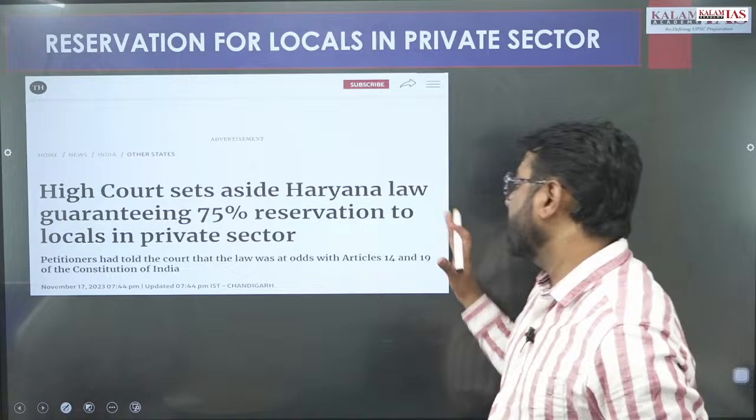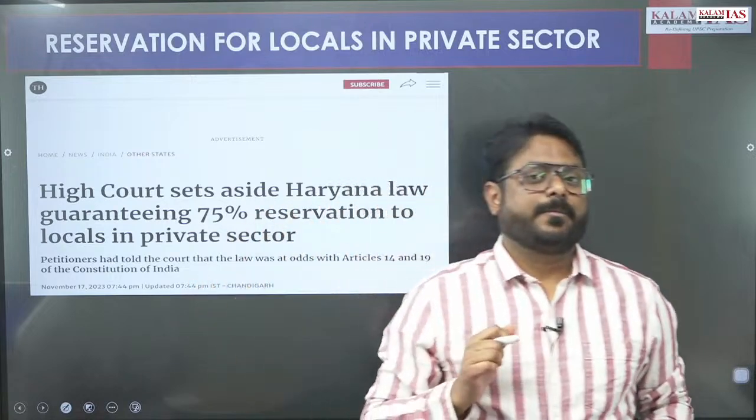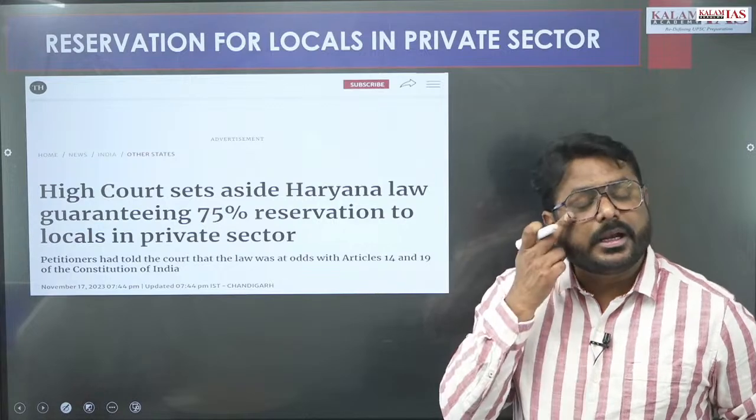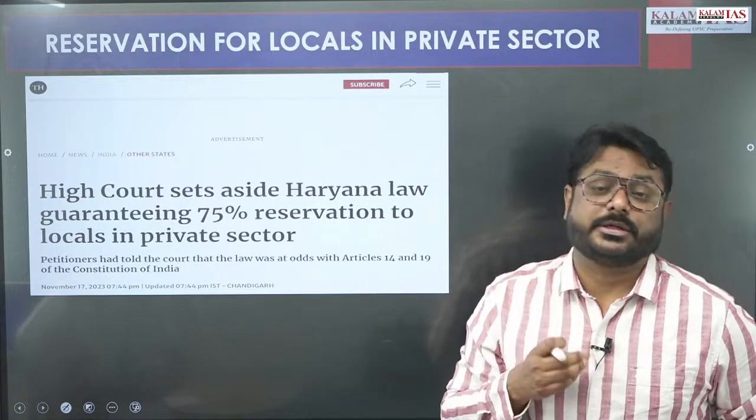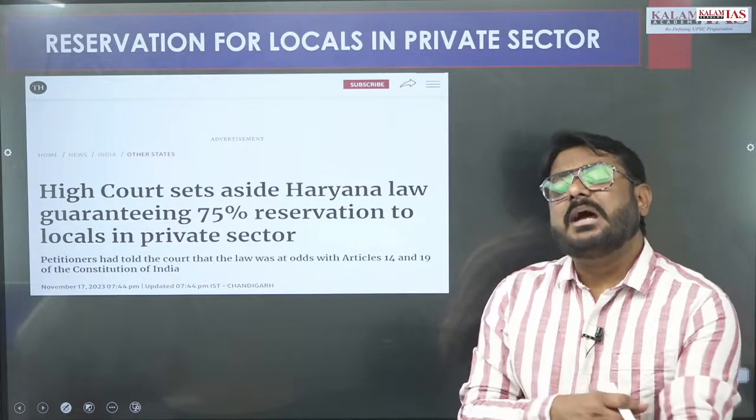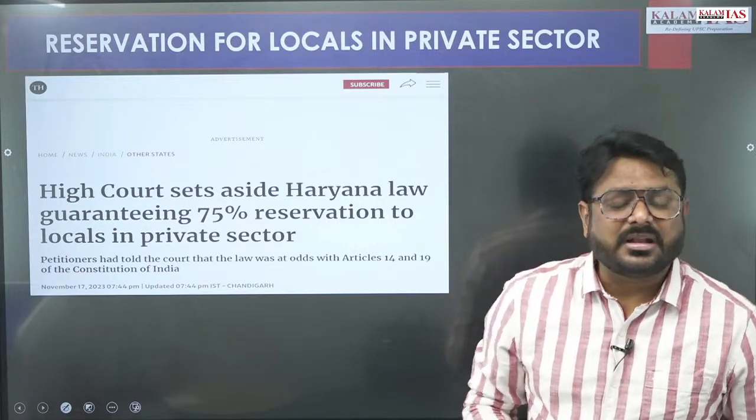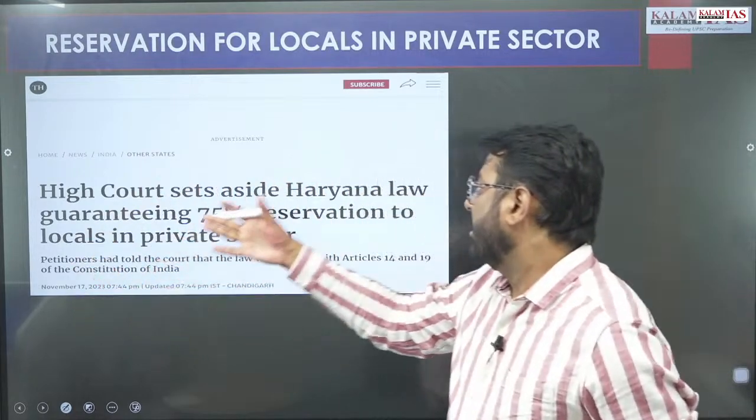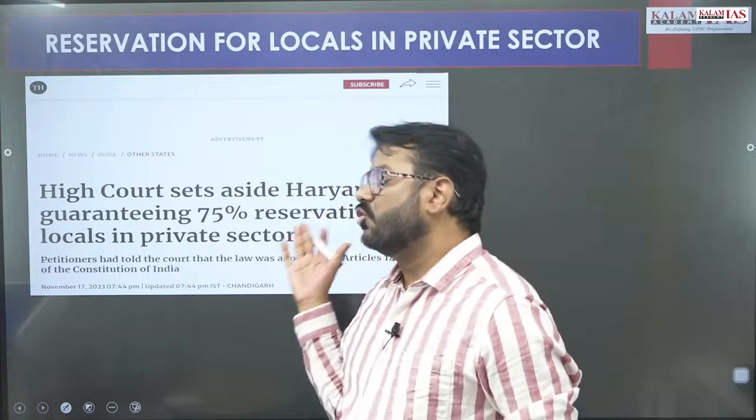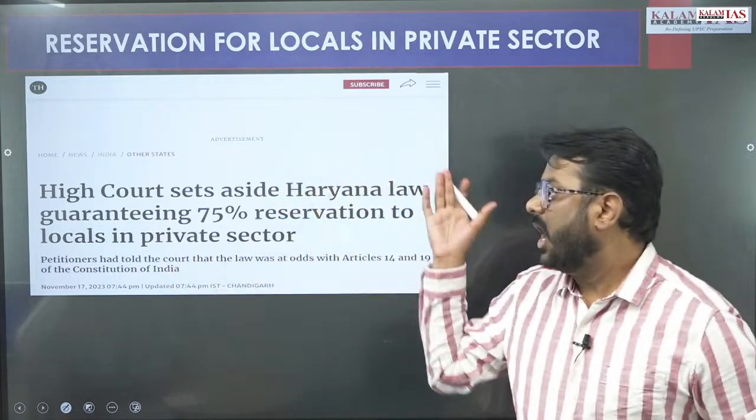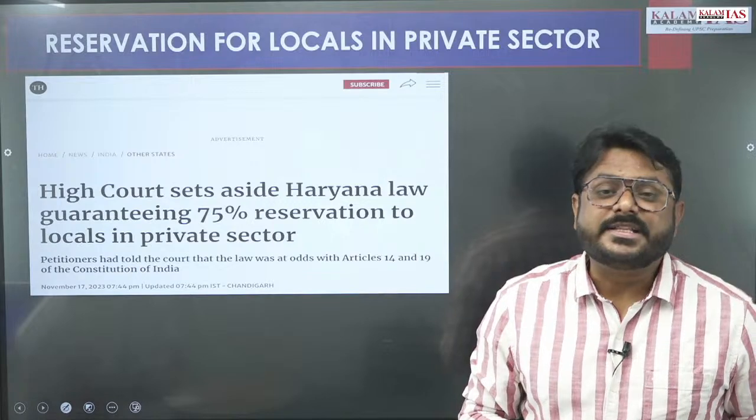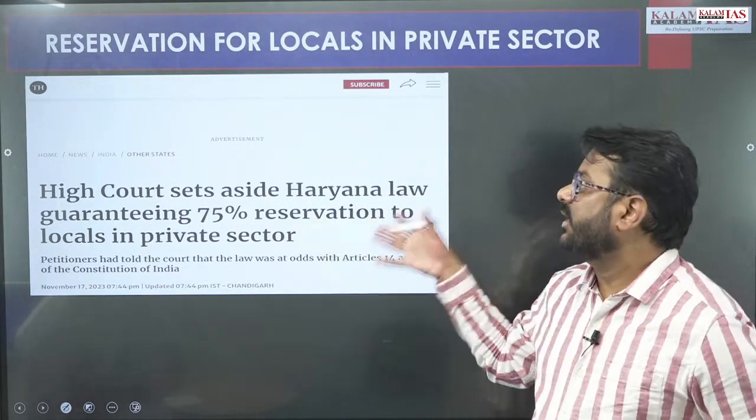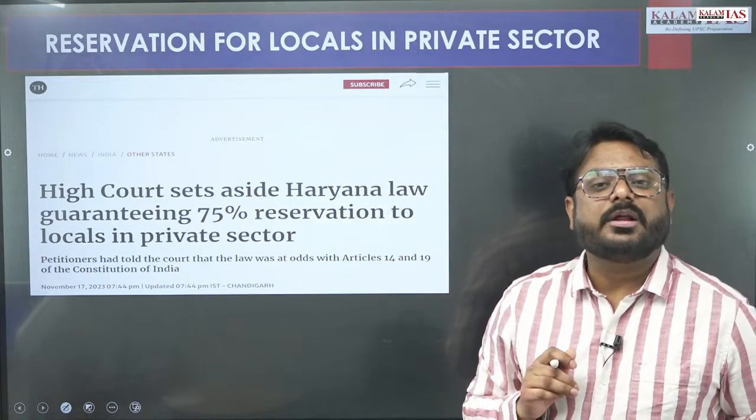Now this thing has been questioned in the Punjab and Haryana High Court, and the Punjab and Haryana High Court has said that this kind of reservation, which is guaranteeing reservation to the locals in private sector jobs, is unconstitutional in nature. So there should not be any kind of thing like this happening inside our country.